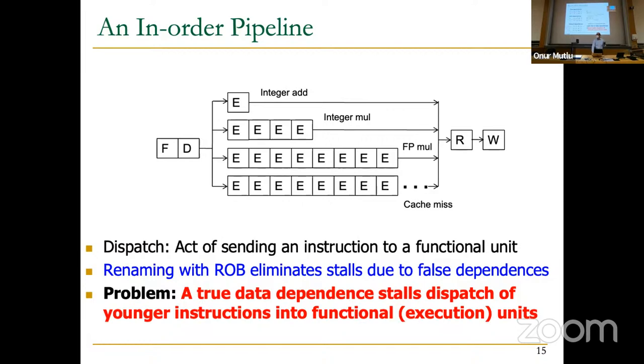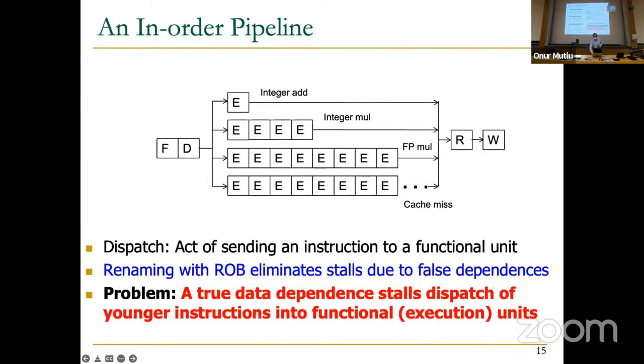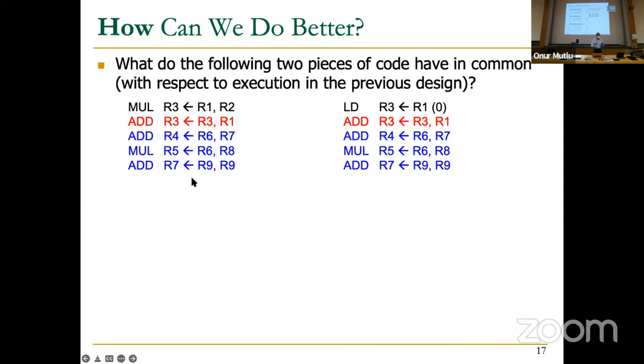Any questions? Hopefully this is all clear. A lot of this was review, but hopefully it's important review. So basically we're going to ask the question, can we do better? Do we really have to stall the pipeline for instructions in sequential order, even though they're independent? And the answer is basically yes. But before we go into it, let's take a look at why this happens.